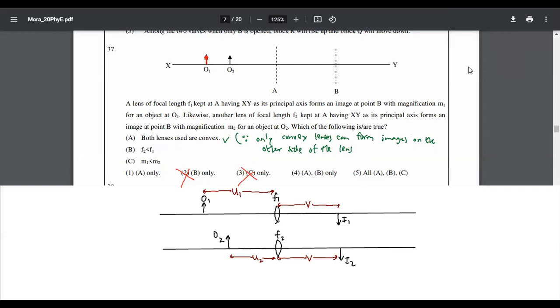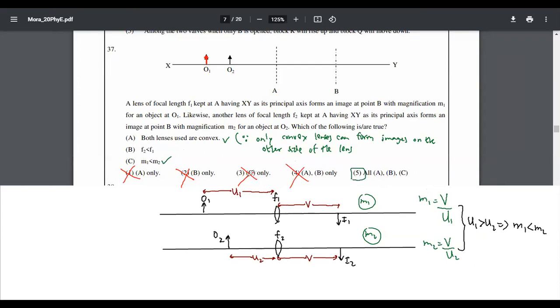C, we can directly decide now, people. Why do I say that? Because now they have given you the linear magnifications, M1 and M2. What is the equation for M1? M1 is equal to V over U1. M2 is equal to V over U2. And when you compare these two, who is larger? U1 is larger than U2. Therefore, M1 is going to be smaller than M2. C is also correct. Did everyone understand that? Simple, no? C is correct. That means fourth is wrong. That means fifth is the answer. Fifth is the answer.